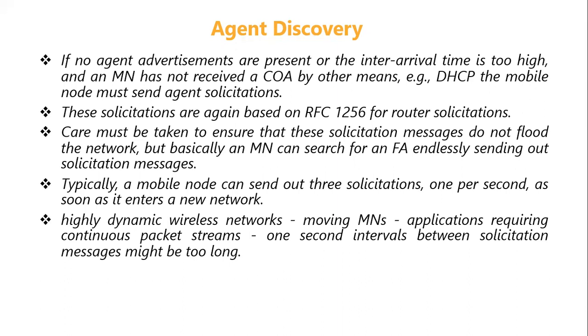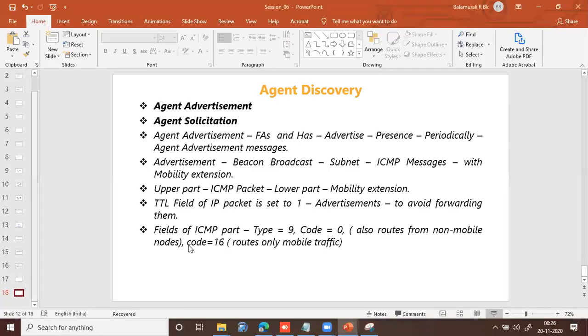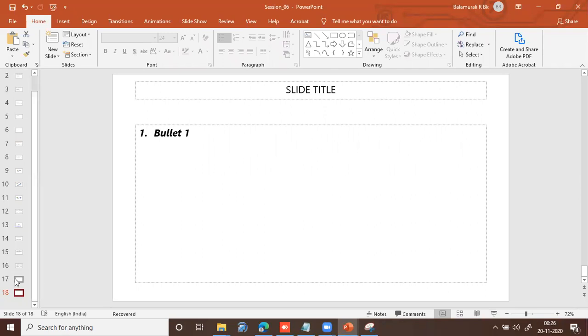So if a mobile node has not received any COA till now and it has not received any beacon signal, then this agent solicitation message can be used. The mobile node must send solicitations because there is no registration message from the base station, that is, from the HA or FA. So the mobile node should send the agent solicitation message.